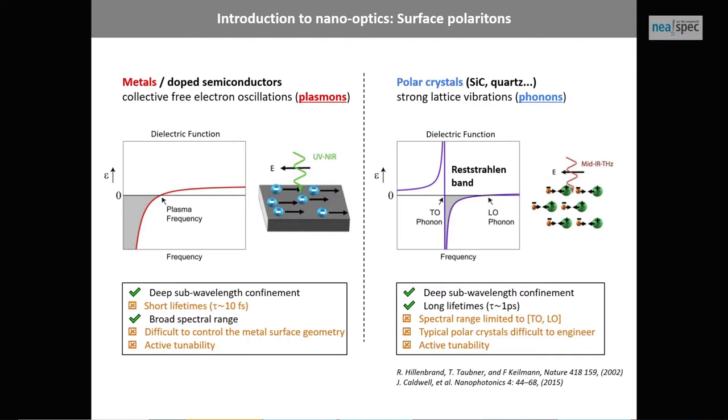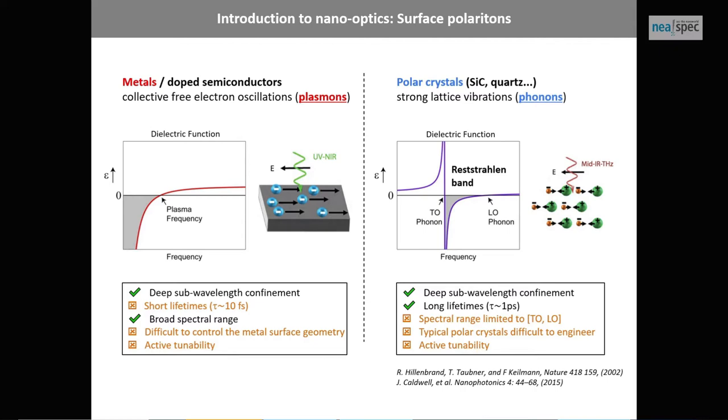So then all the development of SERS and all these techniques in spectroscopy. But plasmons have some problems. They have some advantages, like they exist in the visible, and that's good for some applications, but they also have some drawbacks, like very short lifetimes because electron-electron scattering is predominant. And they have other problems, like the lack of active tunability and so on.